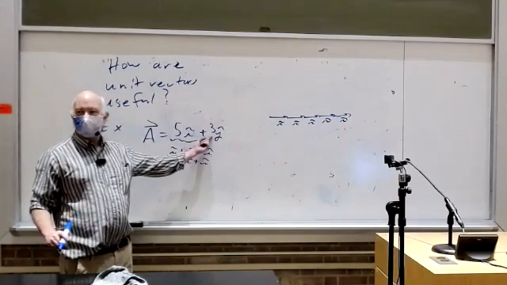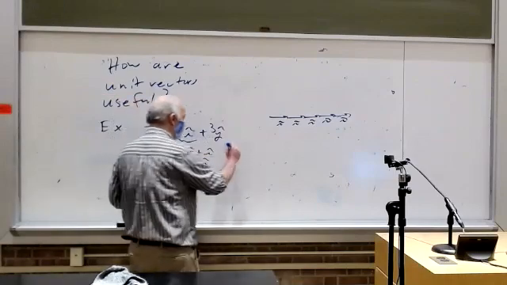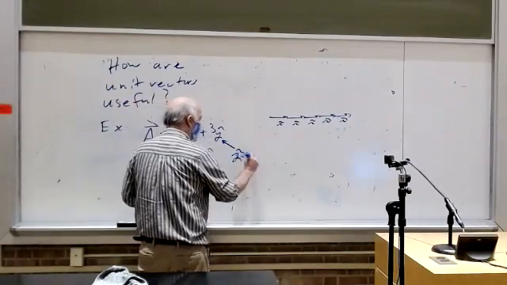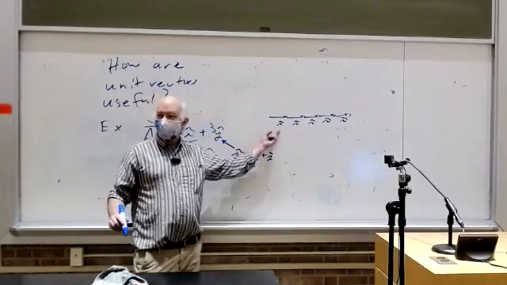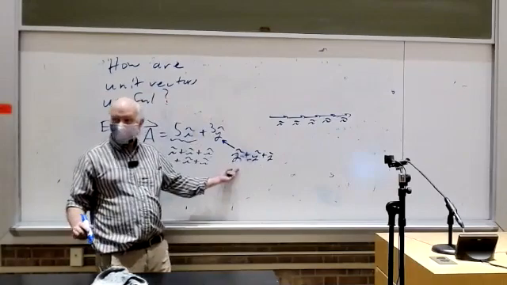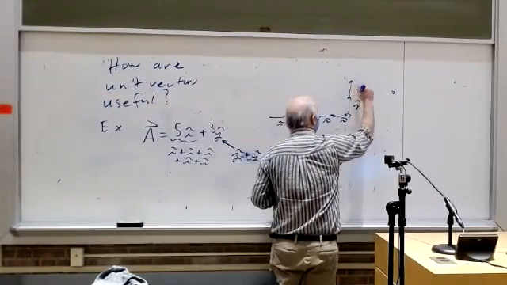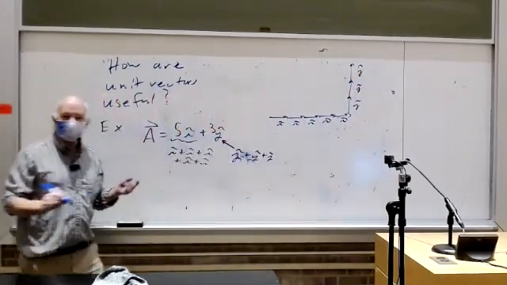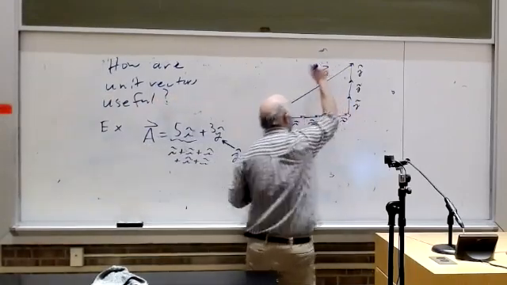What would then be 3j hat? This fellow is going to be j hat plus j hat plus j hat. The I hat only goes along the x-axis. These only go along the y-axis. So this vector would look like that.